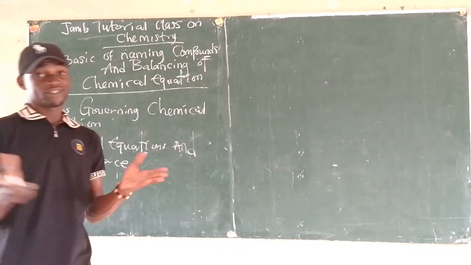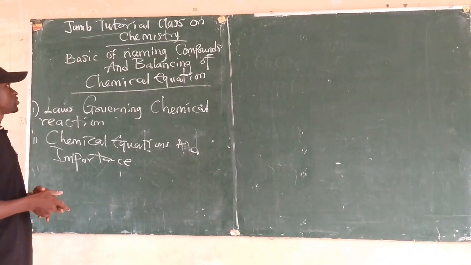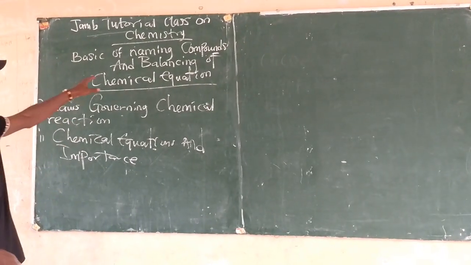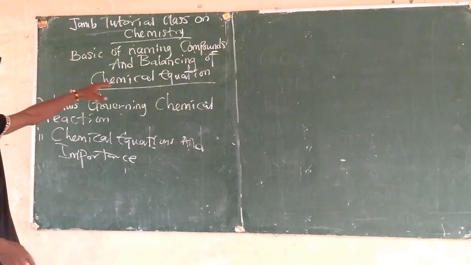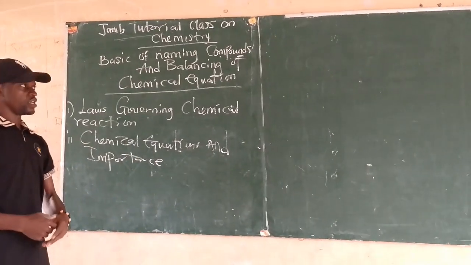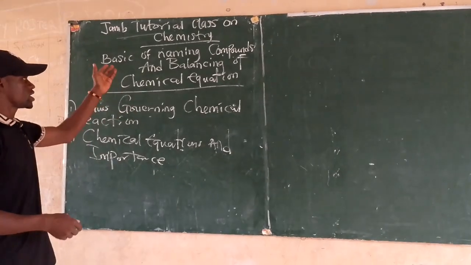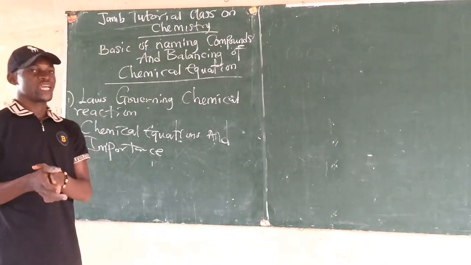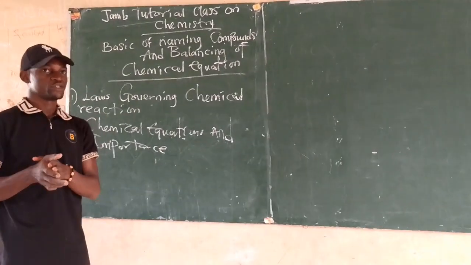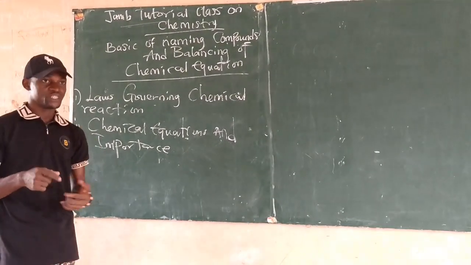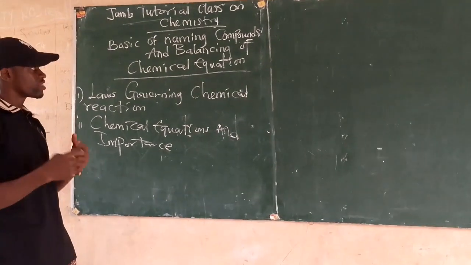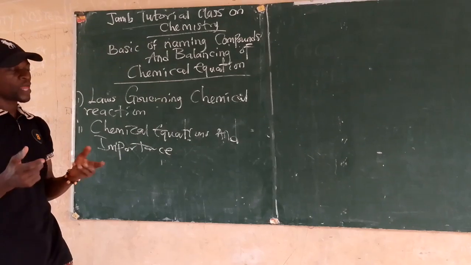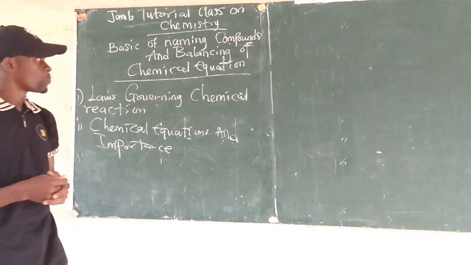Tonight, firstly, and exciting as always, JAMB tutorial class on chemistry. So today we're talking briefly on the basics of naming compounds and balancing of chemical equations. Yes, these have been a problem to many students who find it very difficult to name compounds. So as you follow me to the end of this video, you will get to understand everything you need to know about naming of compounds and equally how to balance chemical equations.